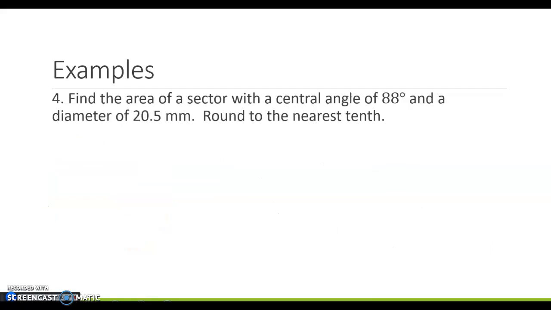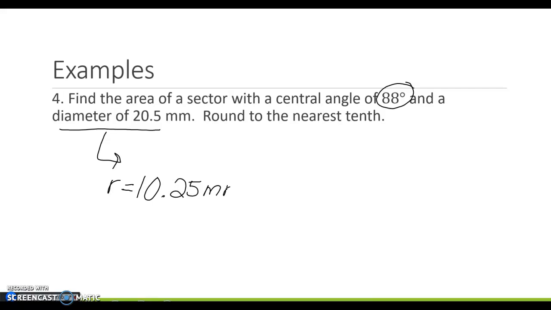And last one. So find the area of a sector with a central angle of 88 degrees and a diameter of 20.5, and we're going to round to the nearest tenth. So this one doesn't give me a picture, but we can still find the sector. So if the diameter is 20.5, that means that the radius is then half of that, which would be 10.25 millimeters. So that's what we're going to substitute in.